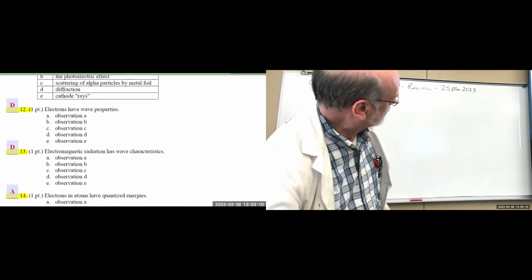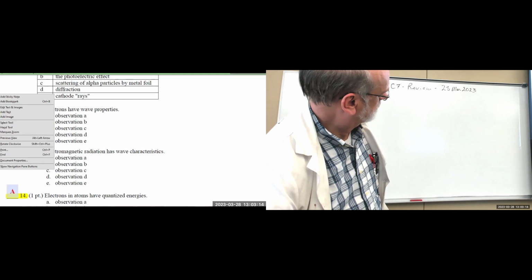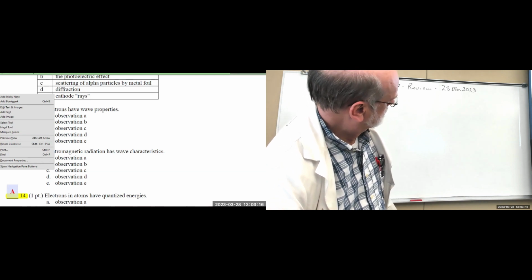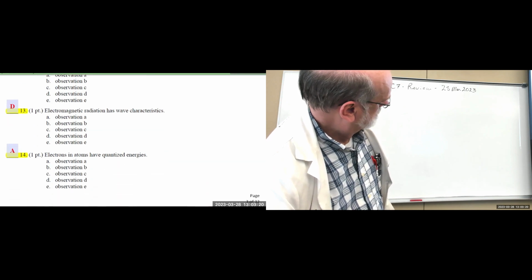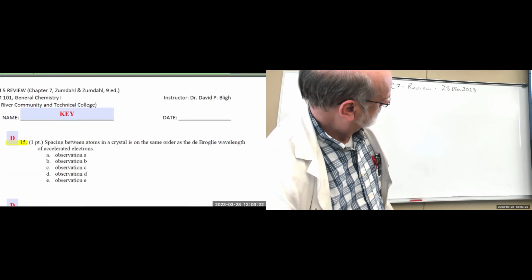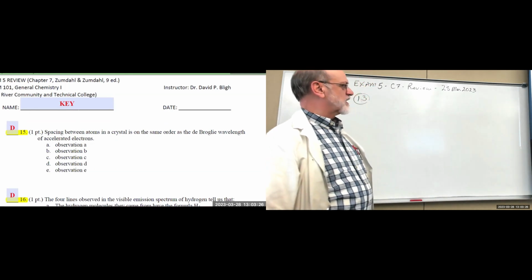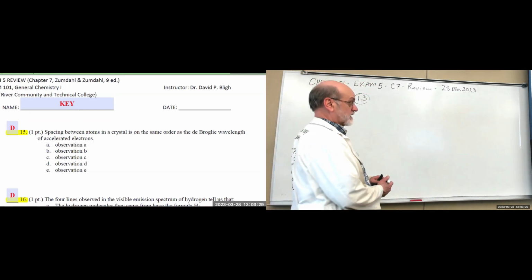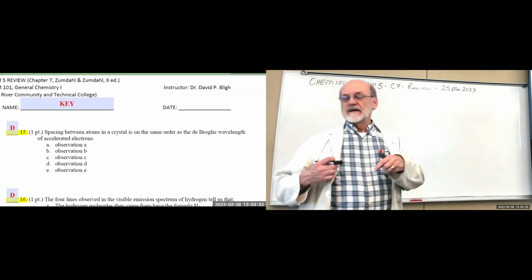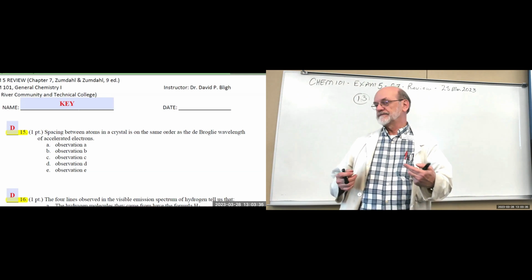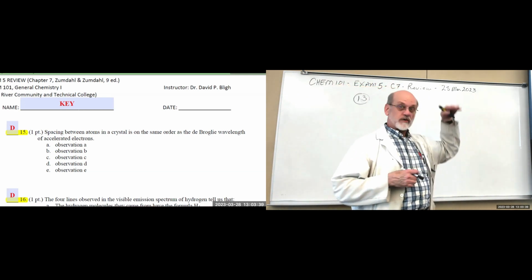So we got 12, 13, and 14. 14, 15. Oh, we got another one. Spacing between atoms in a crystal is on the same order as the de Broglie wavelength of accelerated electrons. The key there is wavelength. If you're talking about waves, you're talking about diffraction in the choices that we have.